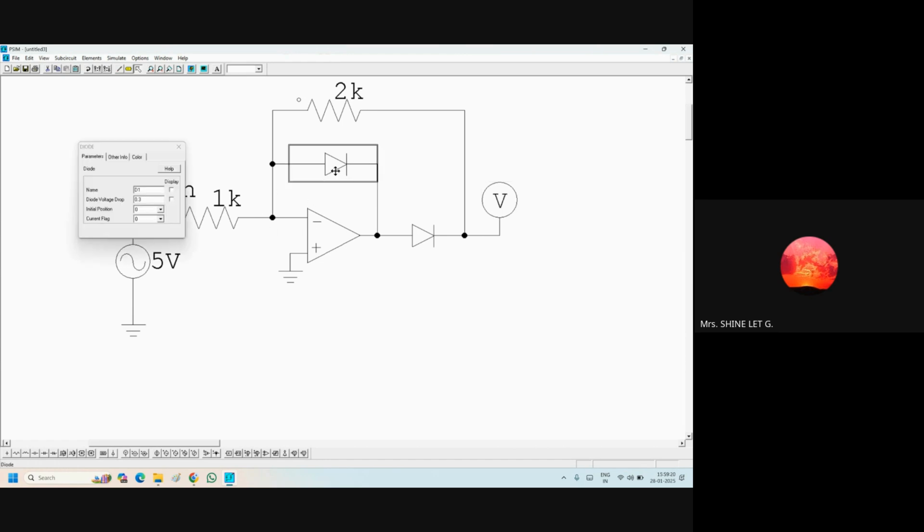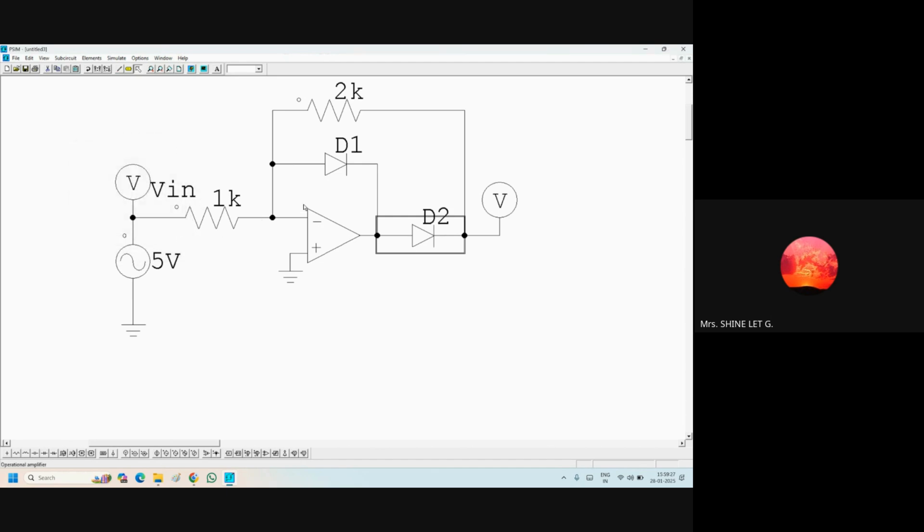Here two diodes are there, D1 and D2. We know that when the positive signal comes, D1 will be on. Since it is an inverting amplifier, when the signal comes near D2 it will be inverted. The positive cycle becomes a negative cycle near D2, and D2 will be off. Therefore the output voltage will be 0. So in the positive cycle, the output voltage is 0. In the negative cycle, it will invert and we will get the positive cycle.